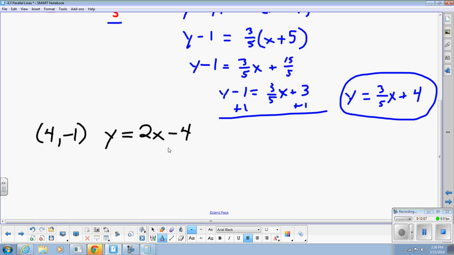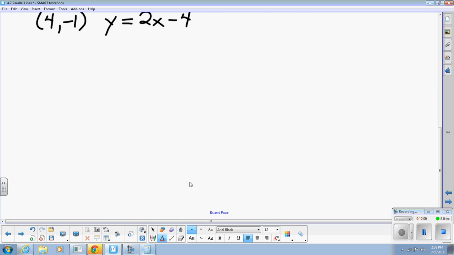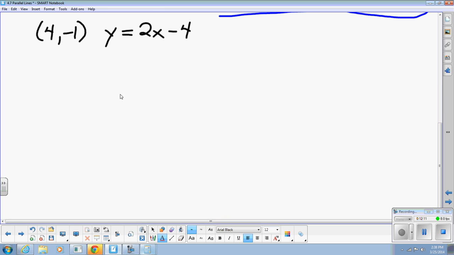Okay, so the last question. Oh, I need more room than that. Okay, so now another question here. I'm given this point, (4, -1), and y equals 2x minus 4. So what do I do now? Okay, perpendicular slope. I gotta have a new flavor here. Yeah, blue. I did the last one in blue. Doing red.